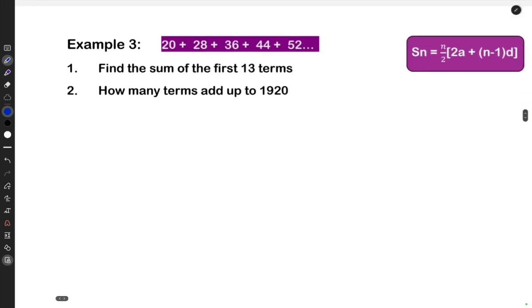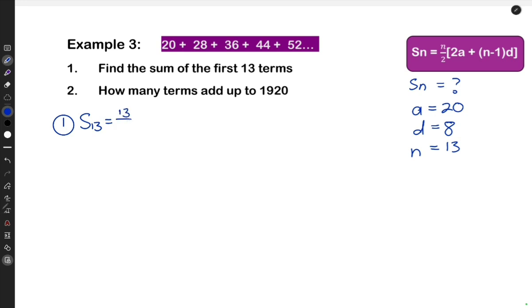Example 3. Find the sum of the first 13 terms. Just going to use the formula again. I'm working out what Sn is. a is 20, d is 8, and then n is 13, like they said. So S13 would be equal to 13 over 2, times 2 times 20, plus 13 minus 1 times 8. Question 1, very easy. The answer would just be 884, my calculator says.